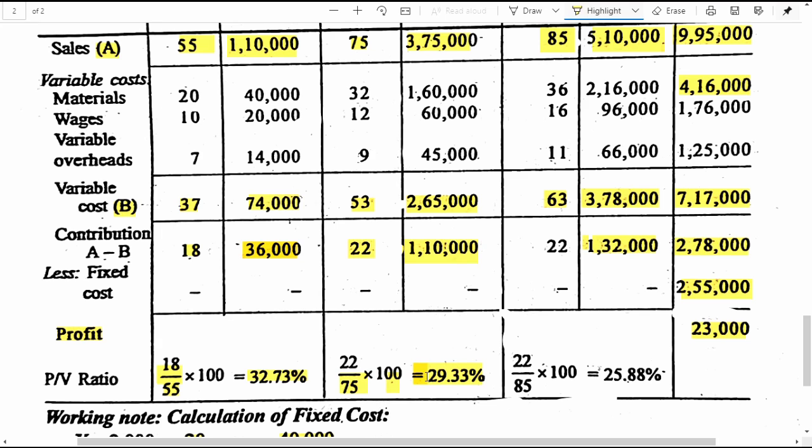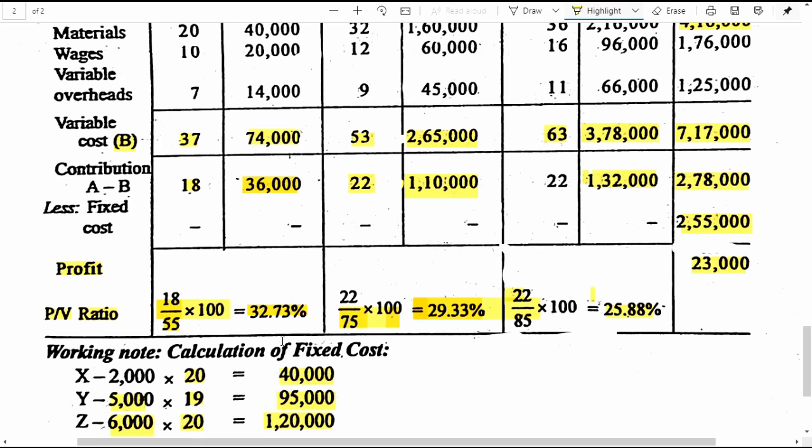29.33% as PVR. Then for Z, it is 22 rupees contribution divided by 85 rupees sales into 100, it gives us 25.88% of PVR. If you look at the PVR of the three products, I am sure you find the PVR of product X is much higher than that of the other two products.